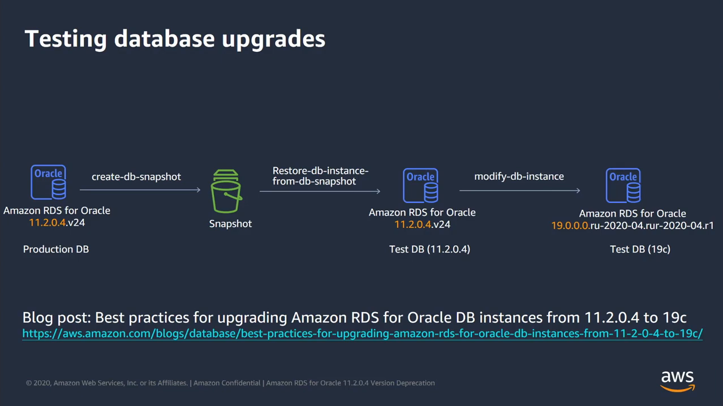You first create a snapshot of your existing production database using the create DB snapshot CLI call, or you can use the console. Restore the database using restore DB instance from DB snapshot, or you can again use the console for this. But keep in mind, when you restore the snapshot, it creates a new database of the same version as that of the production. Then you can use this database for testing.